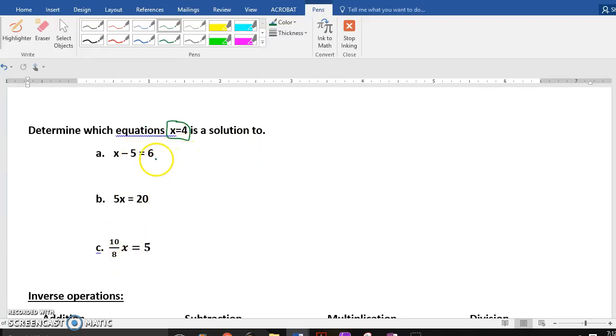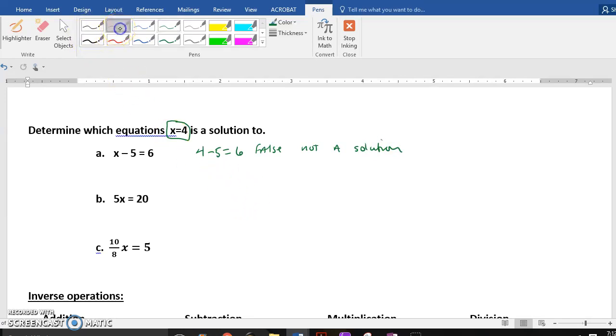Okay, what I do to determine if it's a solution or not is I take the value of the variable and I substitute it in for x. So I would kick out x, replace it with 4. Is 4 minus 5 equal to 6? That is a false statement, so it is not a solution.